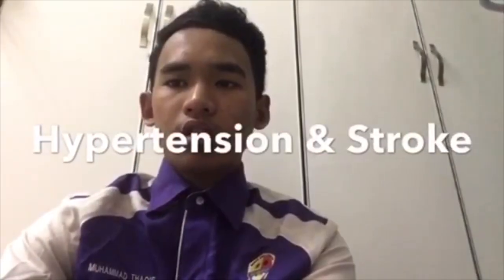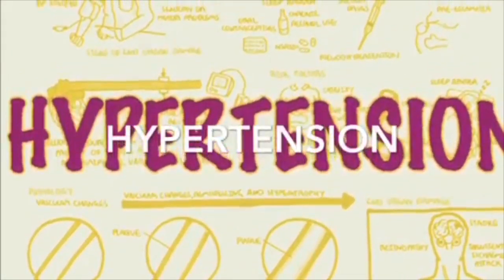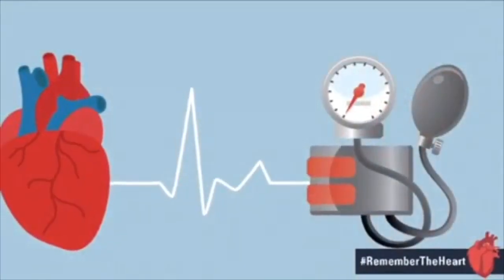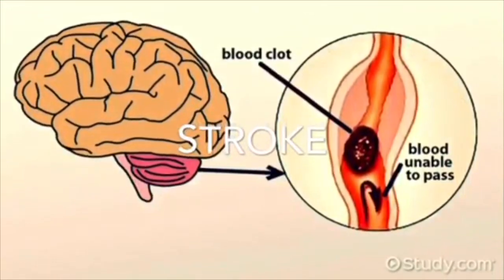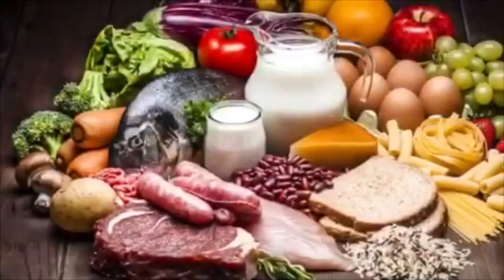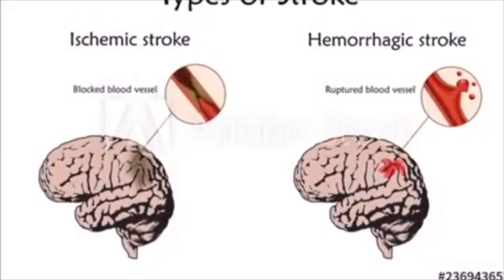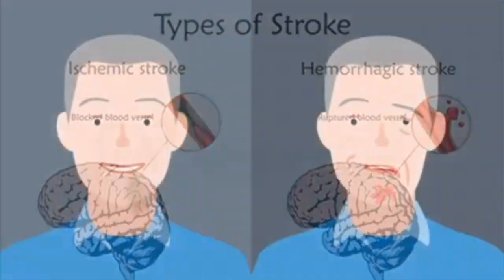Now, I will talk about hypertension and stroke. Hypertension occurs when the blood pressure of the artery is continuously higher than the normal level. Untreated hypertension can increase the risk of heart disease and stroke. Stroke occurs when the brain cells die because they fail to get a supply of oxygen and nutrients. This happens because the blood vessels connected to the brain are blocked or ruptured. As a result, the organs and processes controlled by the affected parts of the brain may experience paralysis.